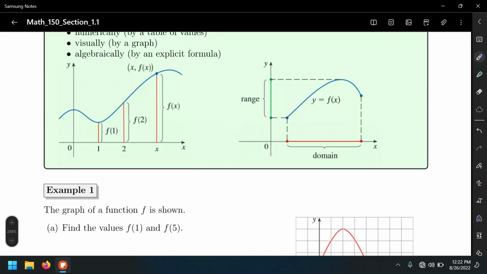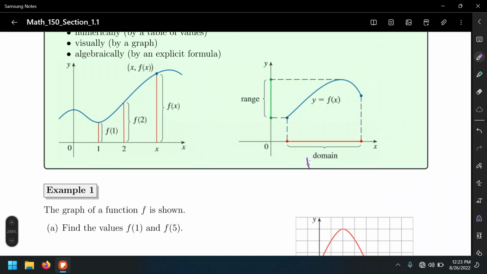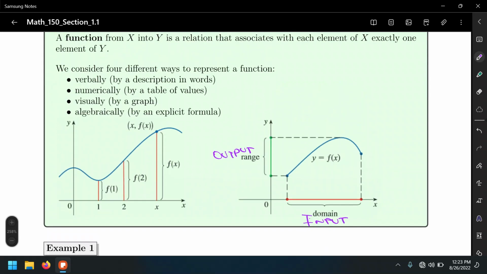Now, a classical picture of how we describe a function. From the graphic point of view, we have the graph of some f of x. The domain of the function is also known as the input, and the range of the function is the output. And for example, you might have seen this picture before, the function machine. Have you seen it before?